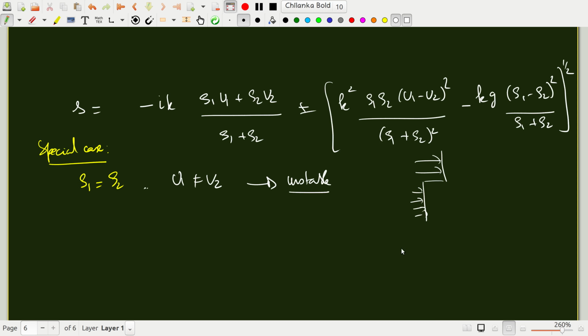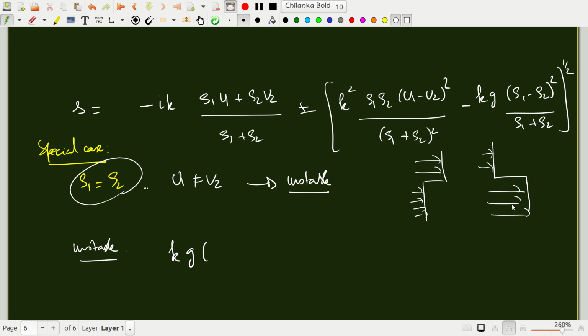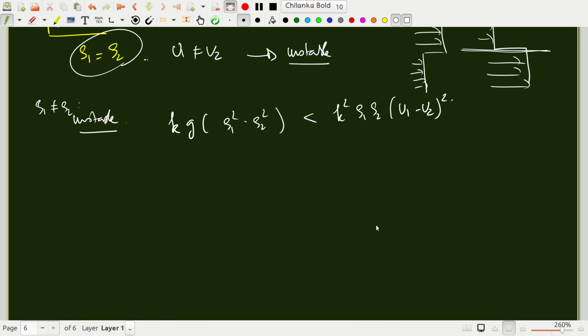Okay. Now you can ask the question, what if there is both gravity, density difference and velocity difference? Then you can find out that it is unstable. It doesn't matter whether u1 is greater than u2, or it can be like this also. Of course, it doesn't matter because you can always change frame of reference. And regardless of the sign of u1, u2, or which is greater, it is always unstable. Okay, but if rho 1 is not rho 2, then it's unstable if k g times (rho 1 squared minus rho 2 squared) is less than k squared rho 1 rho 2 (u1 minus u2) whole squared.